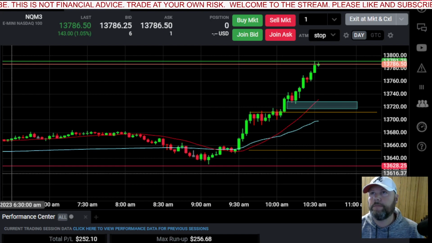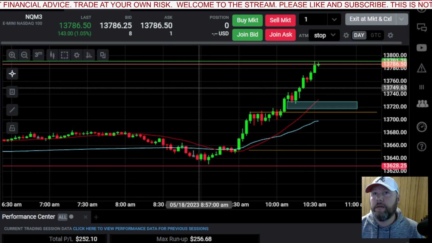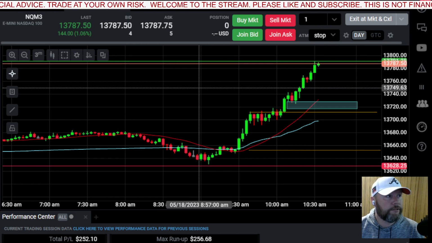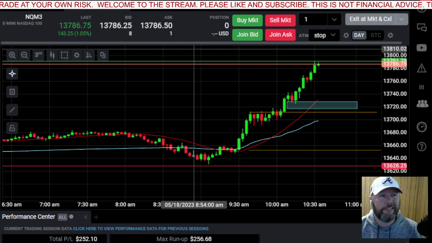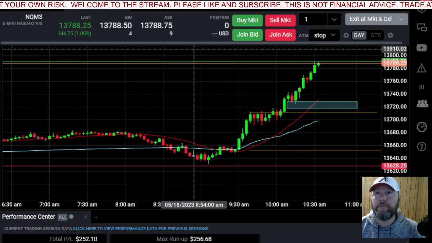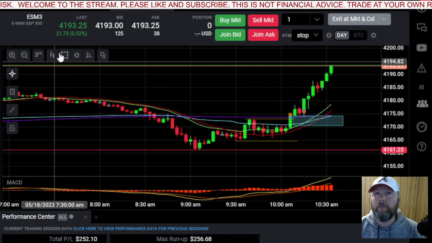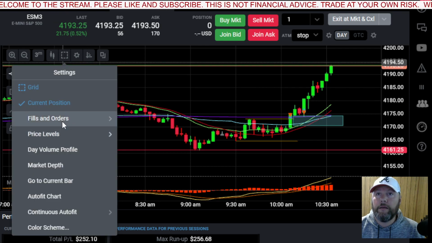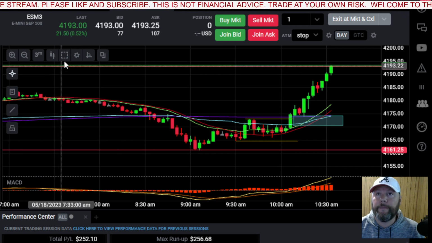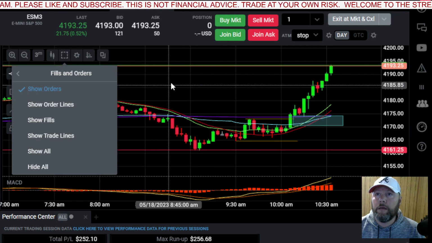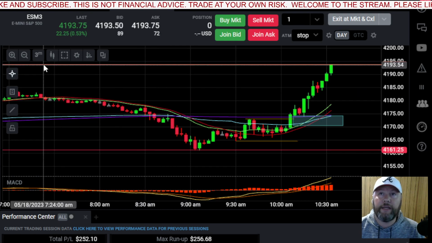Just wanted to take a few minutes and go over a simple setup that you can use every day to make several $100s, 250, 500 on a daily basis. It's just kind of a beginner setup, and basically, what we would be looking for is for the first 15-minute candle to close. And then once that 15-minute candle closes, we identify the high and the low of that candle.